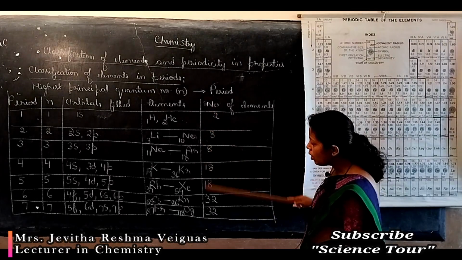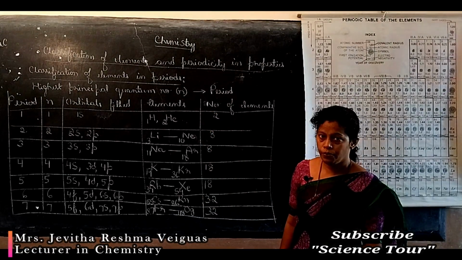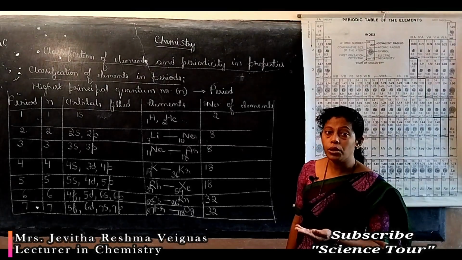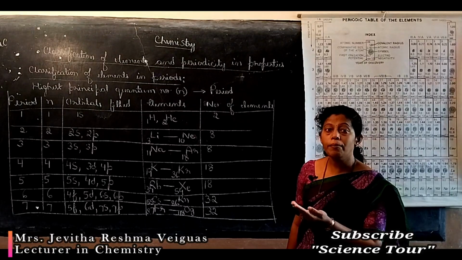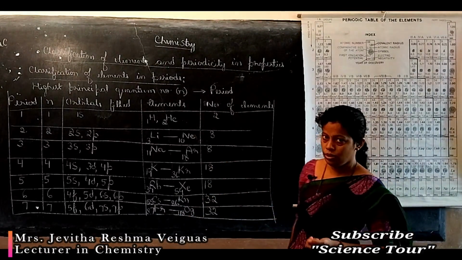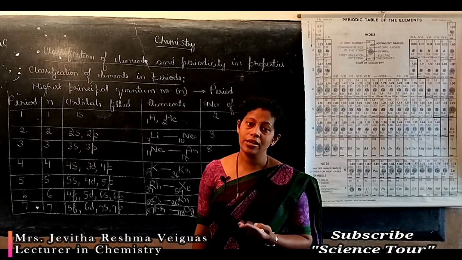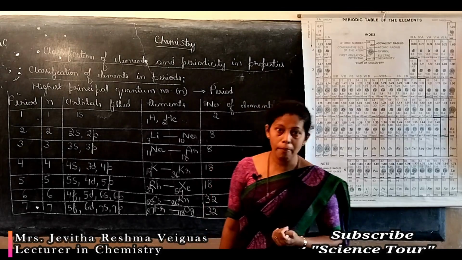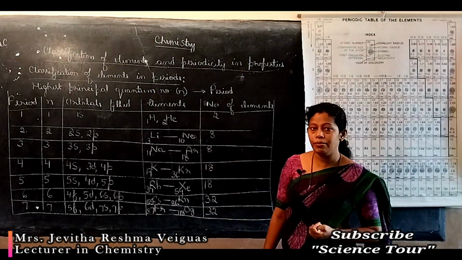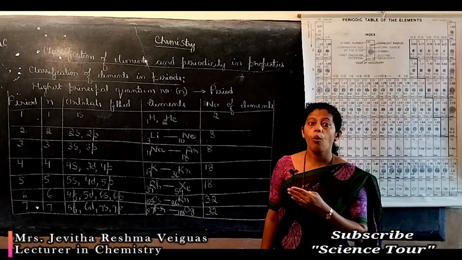So in this order, similarity in properties is found. Regularity or similarity in properties is found in the order of the magical numbers. They are 2, 8, 8, 18, 18, 32. In this order, the periodicity is found. That's why these numbers are called magical numbers. So this is about classification of elements in the periodic table in different periods, that is period 1 to 7.